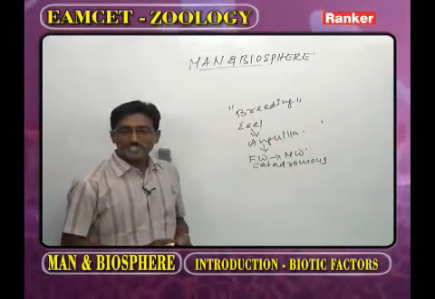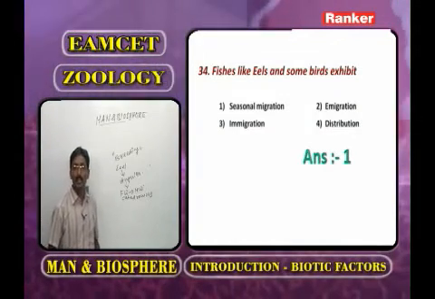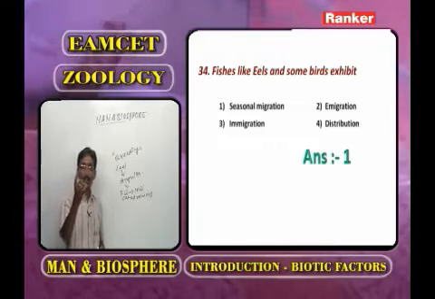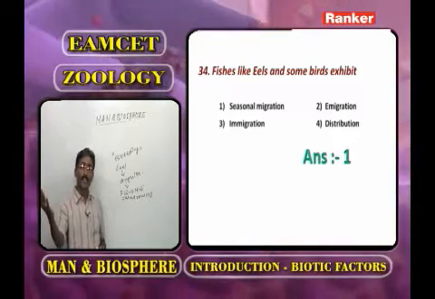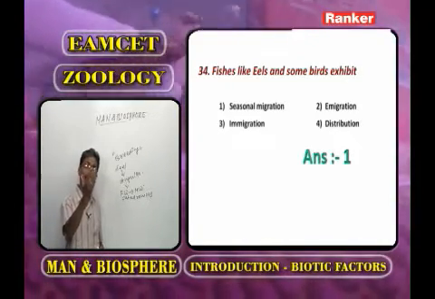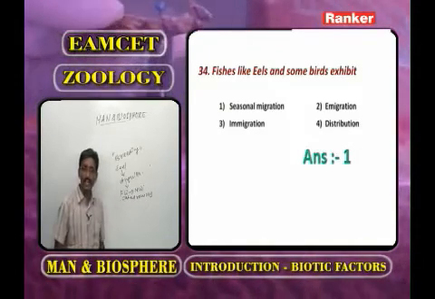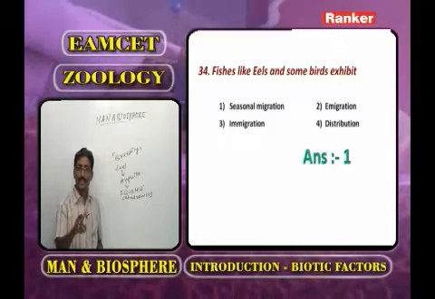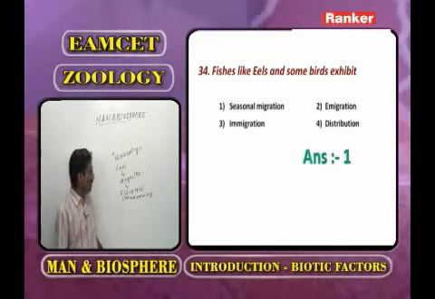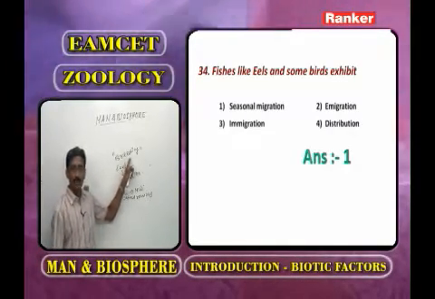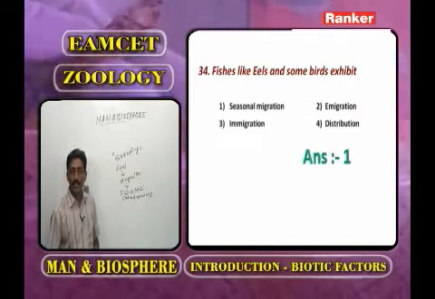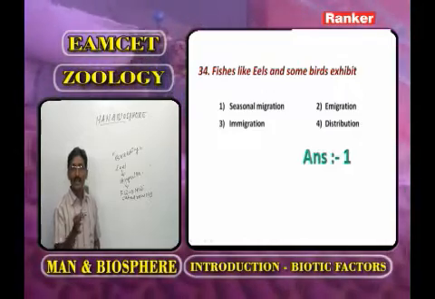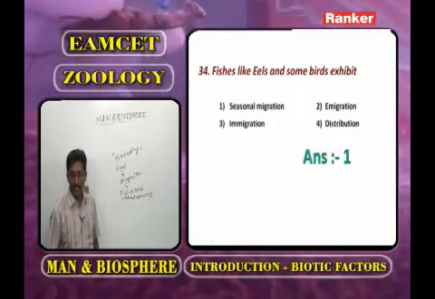Now here, fishes like eels and some birds. As we observe the Siberian birds, during the breeding season, they migrate from Siberia to some places of India. So fishes like Anguilla and migratory birds exhibit migration particularly during the breeding season. The first option is seasonal migration. Here, what is the season? That is the breeding season. Now we go to the next question.